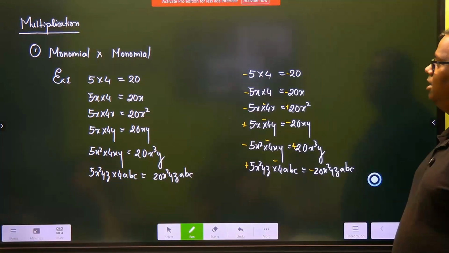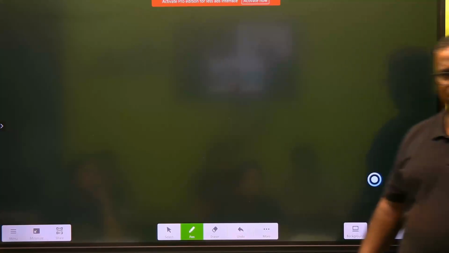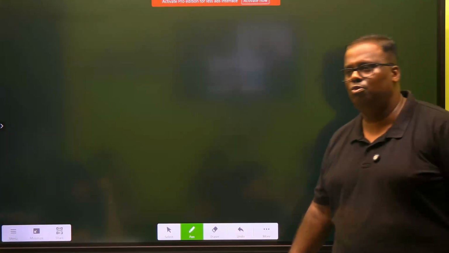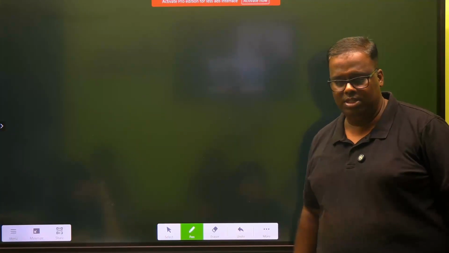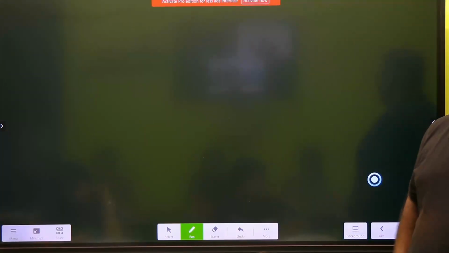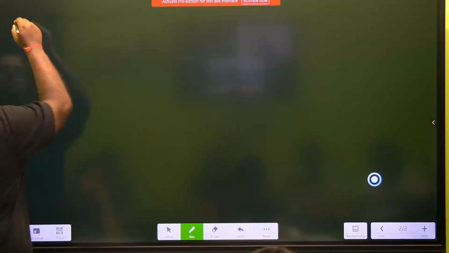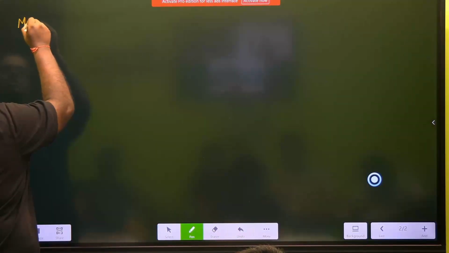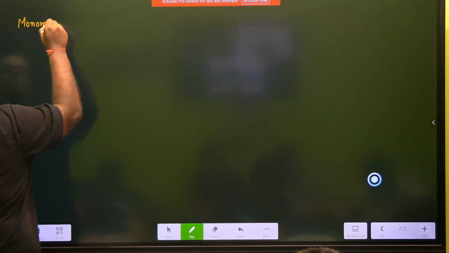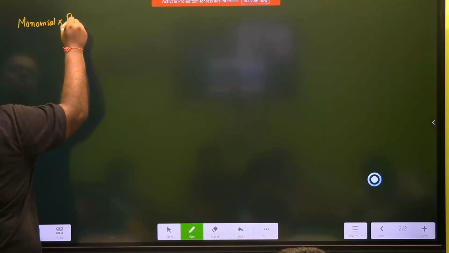Okay? समझ में आ गया? Monomial into monomial is clear. So you will get an exercise of monomial into monomial, a photographed exercise, which I will send you. Right? Next we will do monomial into binomial. From here, the important thing starts. Monomial multiplied by a binomial.